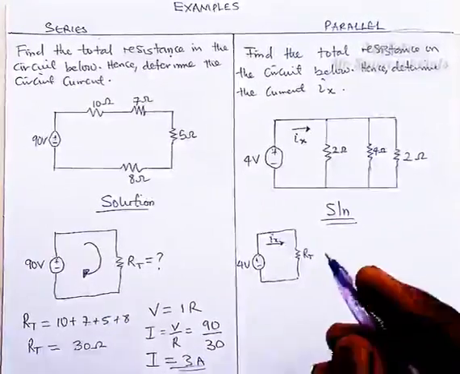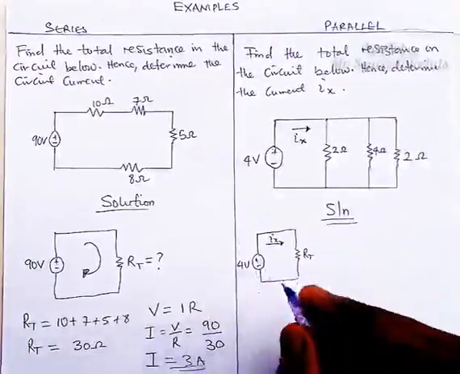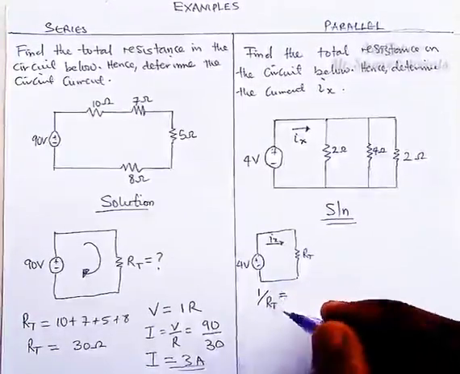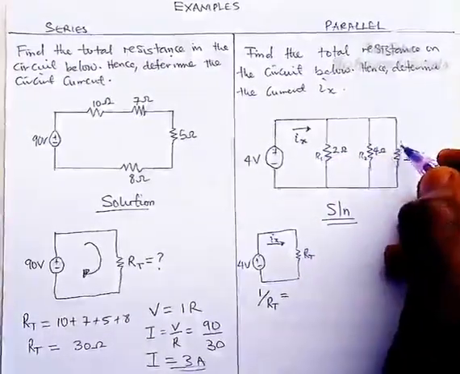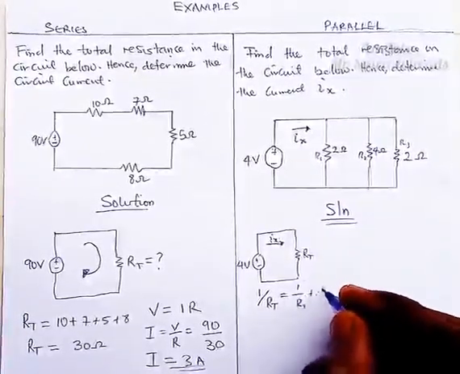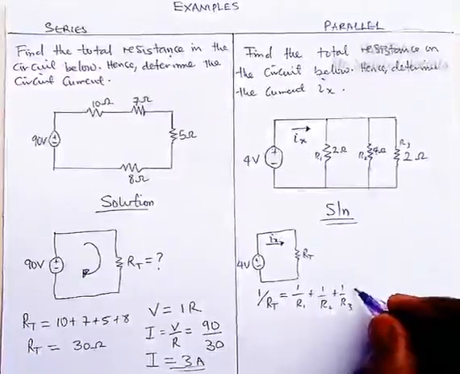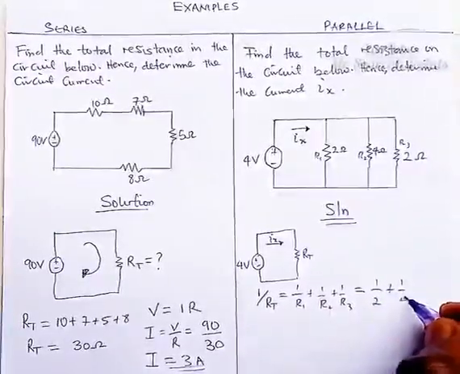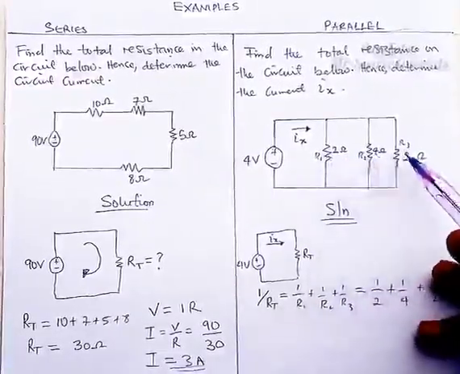What you need to do is write the formula for R total, which is the inverse of a series. It's going to be 1 over R total equals 1 over R1 plus 1 over R2 plus 1 over R3. Call these R1, R2 and R3. This equals 1 over 2 plus 1 over 4 plus 1 over 2, where R1 is 2, R2 is 4, and R3 is 2.